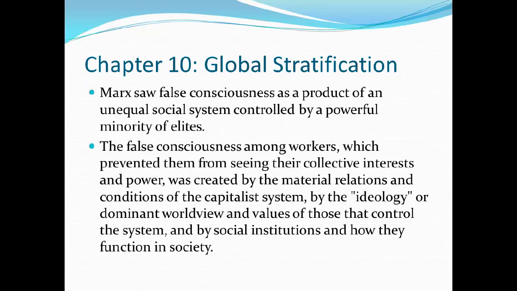Marx saw false consciousness as a product of an unequal social system controlled by a powerful minority of elites. The false consciousness among workers, which prevented them from seeing their collective interests and power, was created by the material relations and conditions of the capitalist system, by the ideology or dominant worldview and values of those who control the system, and by the social institutions and how they function in society. As they say, let that marinate and think about that for a minute. How false consciousness was created.